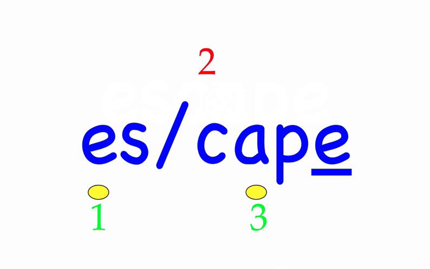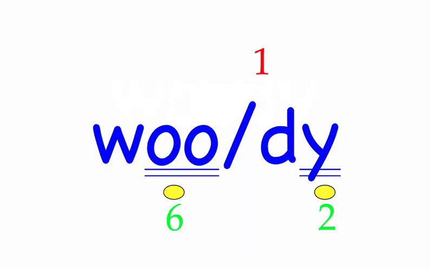Woody. The hillside was woody and filled with bushes. Woody. W, 2 sounds. W, oo. D, 2 sounds. D, E. Woody. Mark the word. Here, OO is representing its second sound, we double underline it.